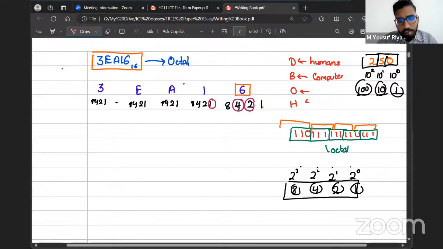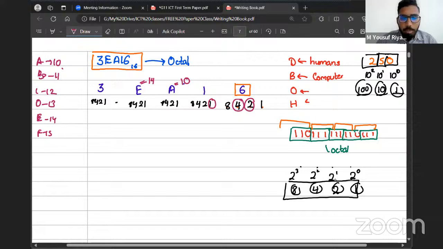Only 1. Perfect. And then in hexadecimal, what value is represented by the letter A? Exactly. That is going to be 10. What is the value represented by the letter E? A represents 10, B is 11, C is 12, D is 13, E is 14, and F is 15. Exactly. So E is going to represent the number 14.